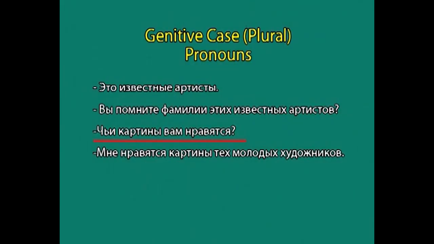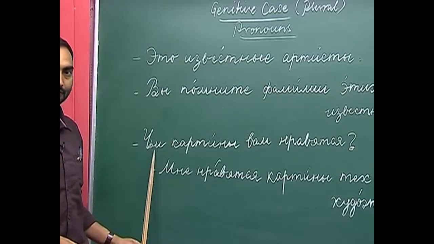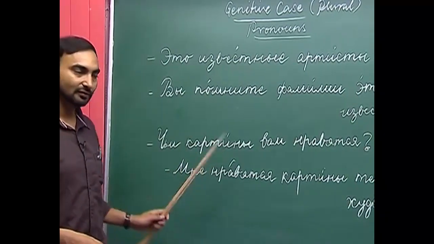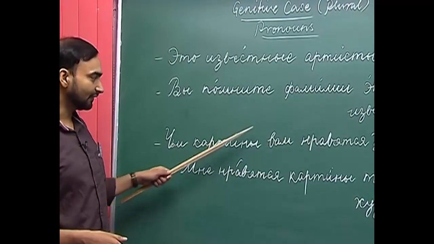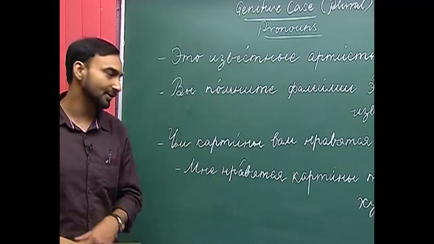Next, те картины вам нравятся. Те картины вам нравятся. Те denotes the demonstrative pronoun. We'll try to answer this question using a demonstrative pronoun.